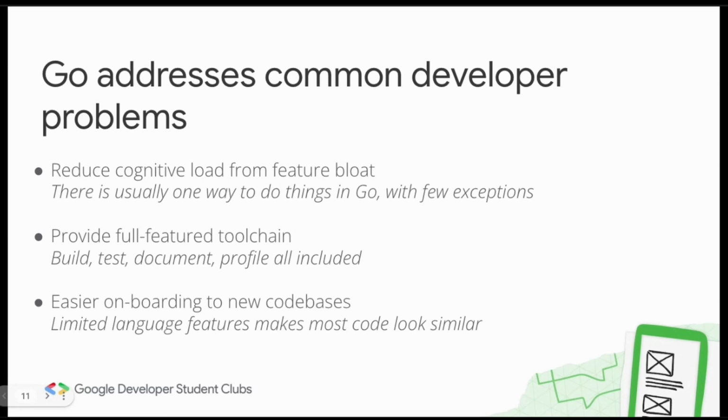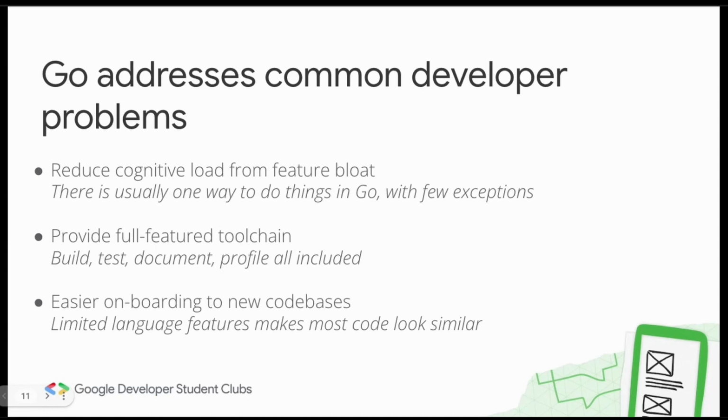So Go counters this by trying to, at least philosophically, have one way to do most of the common things that developers need to do. As we'll see later, for example, Go only has one loop construct and only one way to run things concurrently. And it even has a suggested folder structure as well. And all of these things kind of simplify the process for us.